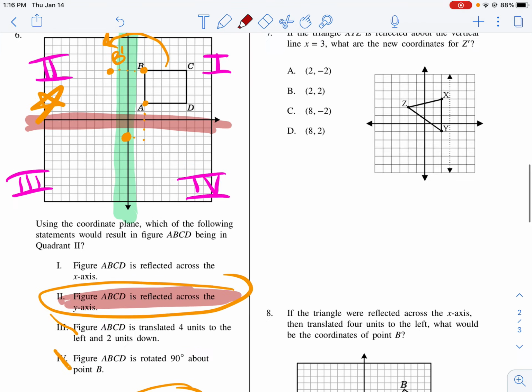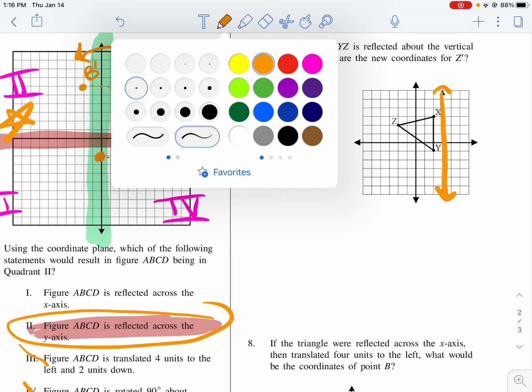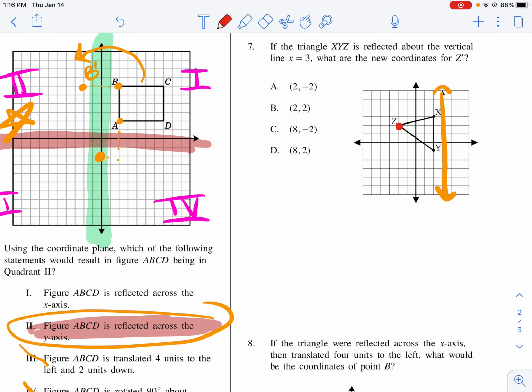All right, number 7. Triangle XYZ is reflected about the vertical line x equals 3. What are the coordinates for Z? So this is a little bit of a review question. Here's Z. I'm going to count 1, 2, 3, 4, 5, which means I have to count the other way. 1, 2, 3, 4, 5. So we're a little bit off the grid. That's okay, we can still use this. So 1, 2, 3, 4, 5, 6, 7, 8. So this is going to be 8 here, and we're going up 2. So 8, 2 is our answer.